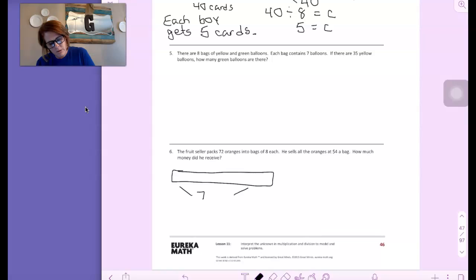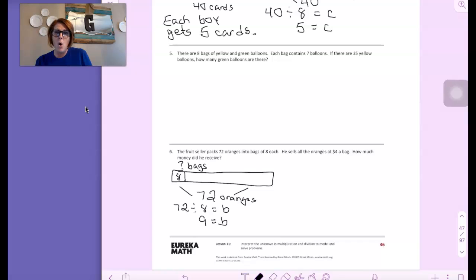So we have 72 oranges, right? And there are 8 in each bag. So we don't know how many bags he has. But we can represent that with a division sentence, can't we? 72 divided by 8 in each bag equals some number of bags. And 72 divided by 8 is 9. So he has 9 bags.